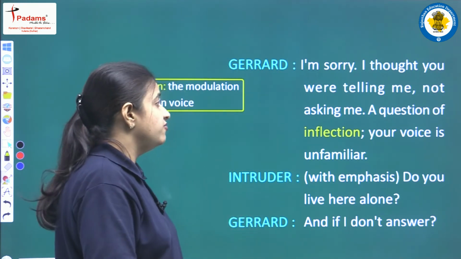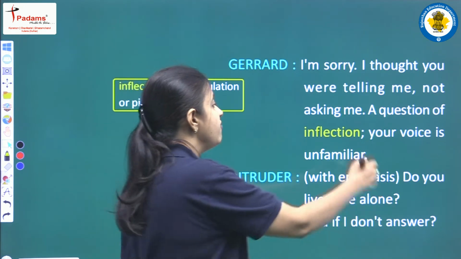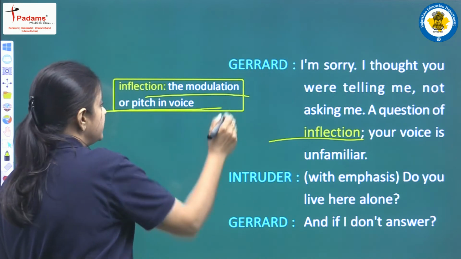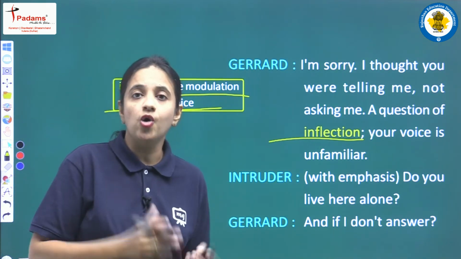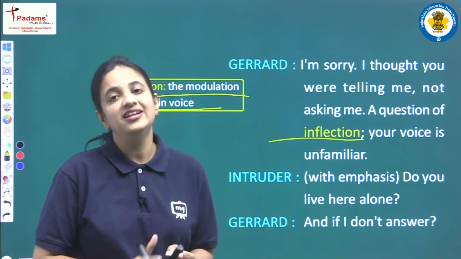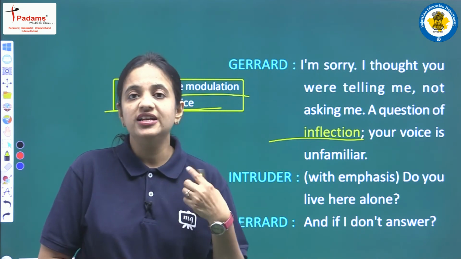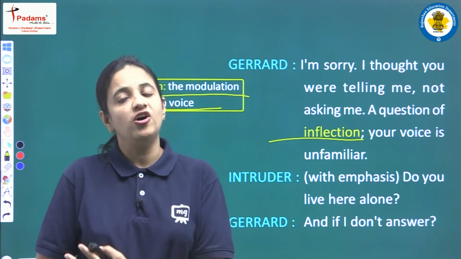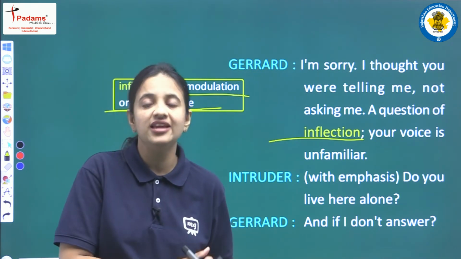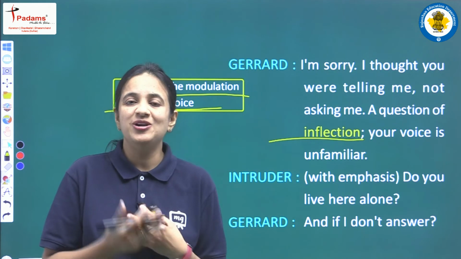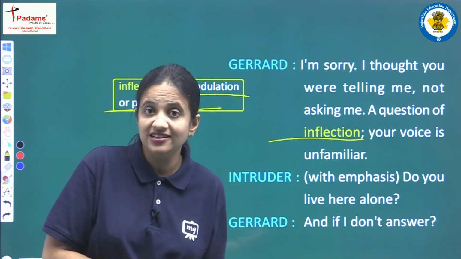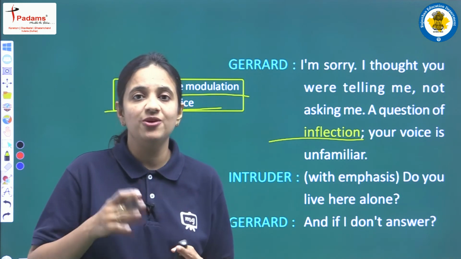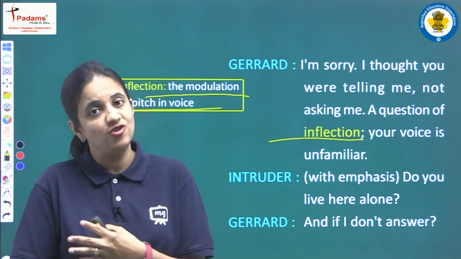A question of inflection, your voice is unfamiliar. So what does inflection mean? It means the modulation, or we can say the pitch in the voice. So what Gerald means here is that he is unable to understand, from the tone and pitch in which the intruder spoke, whether he is telling this thing or asking this thing: do you live here all alone? So students, what does it mean?